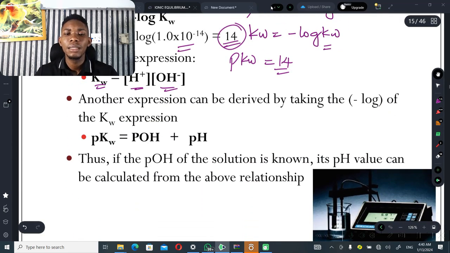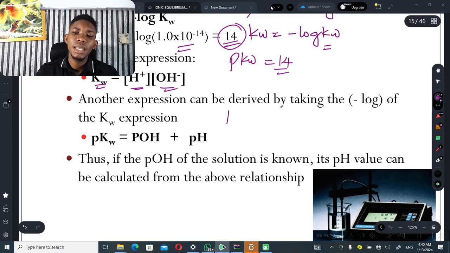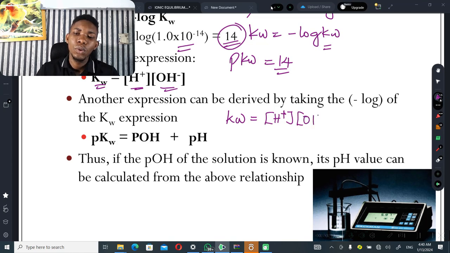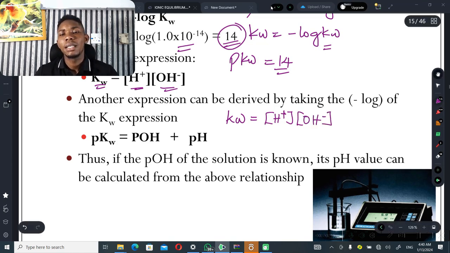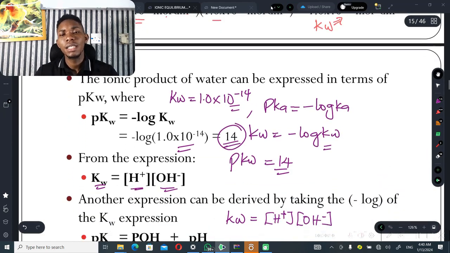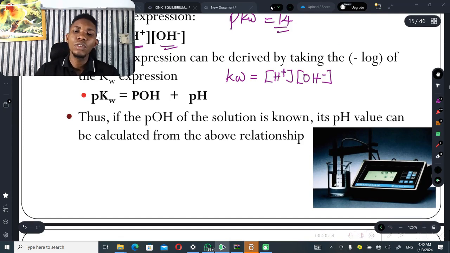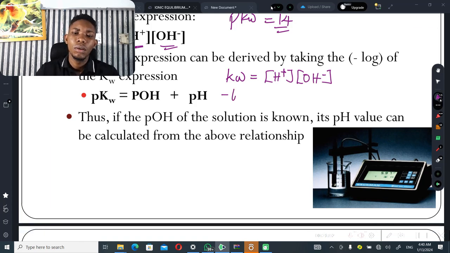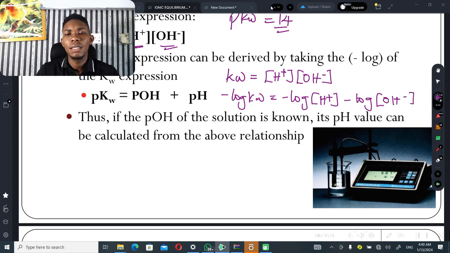Now another expression can be derived by taking minus log of the Kw expression. Now what is the Kw expression we have initially? Kw is equal to, if you look at what we did initially, H plus multiplied by OH negative. True or false? Look at it here. Kw is H plus times OH negative. True. Now, what do you think will be our pKw? If you take negative log of everything here, it will be minus log Kw, minus log H plus, minus log OH negative. Is that okay?